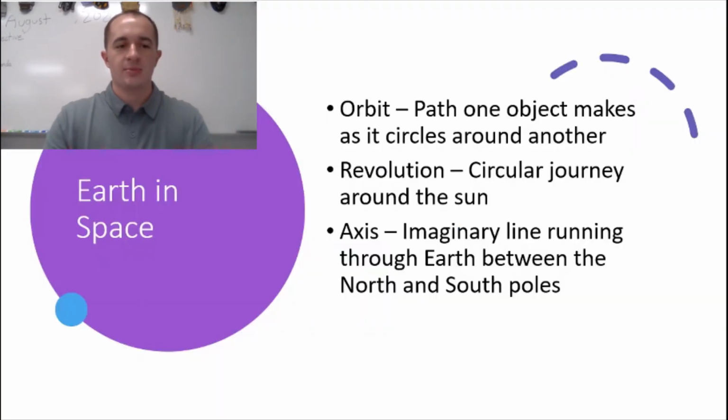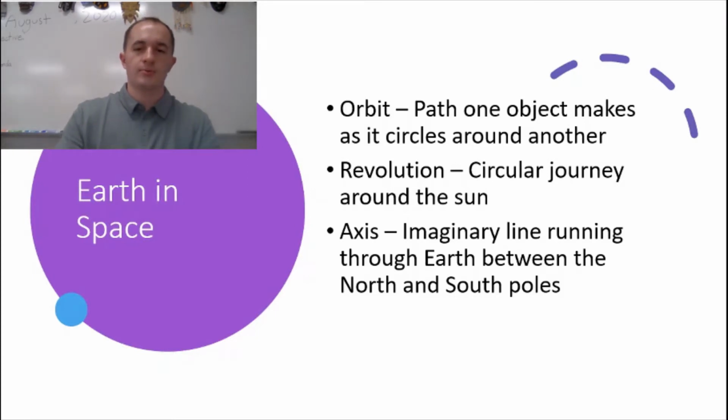So first we're going to talk about Earth and space. So the Earth has an orbit around the sun. An orbit is the path one object makes as it circles around another. And this we call a revolution. So the revolution is the circular journey around the sun. It's not a perfect circle. It's more oval. It's wider in parts and closer in other parts.